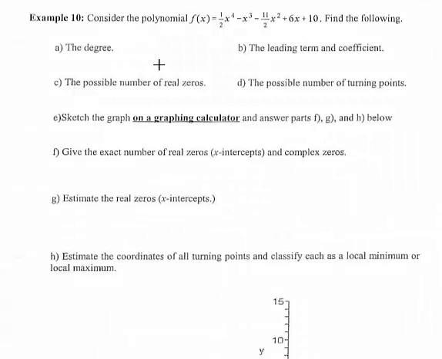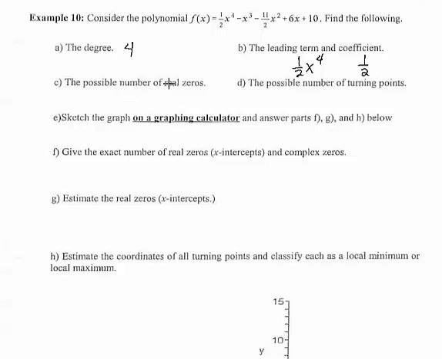Example 10 wants us to consider little f of x, and we want to find the following properties. The degree, pretty simple to pick out, the largest exponent, 4. The leading term, 1/2 x to the 4th. And so this is the leading term, and the coefficient of that term would be 1/2.